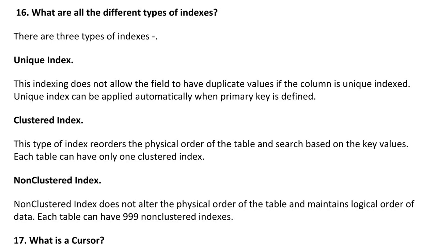Next is cluster index. This type of index records the physical order of the table and searches based on the key values. Each table can have only one cluster index. Non-cluster index. A non-cluster index does not alter the physical order of the table and maintains the logical order of the data. Each table can have 999 non-cluster indexes.